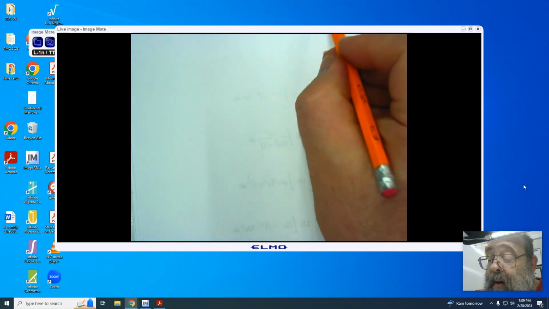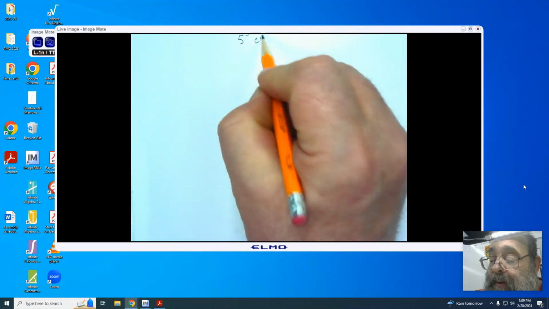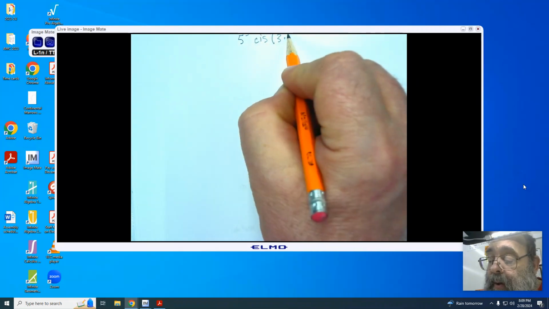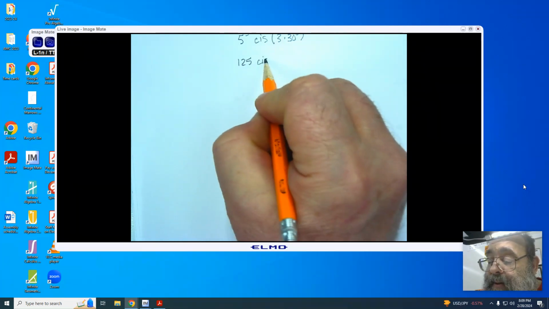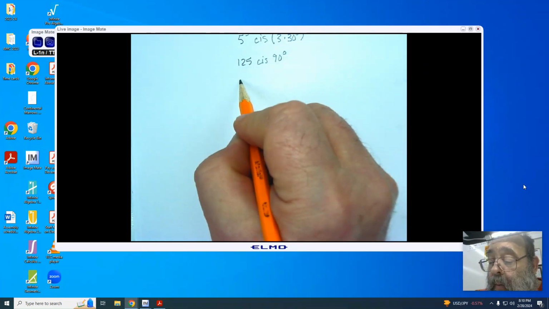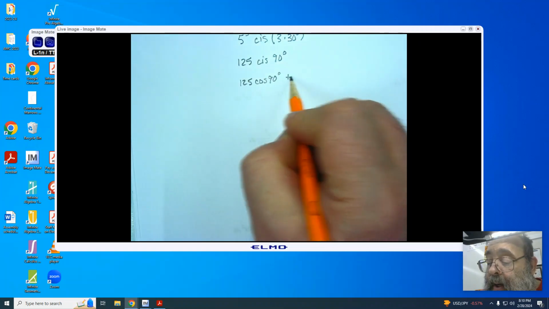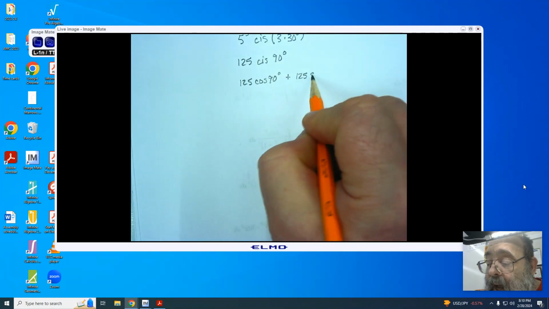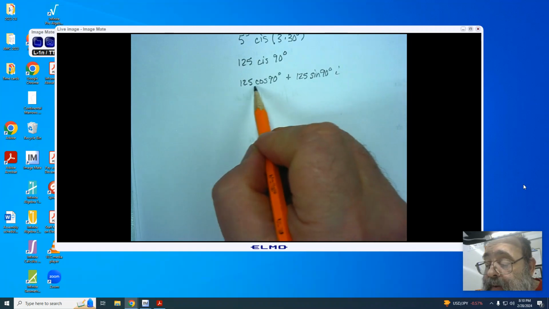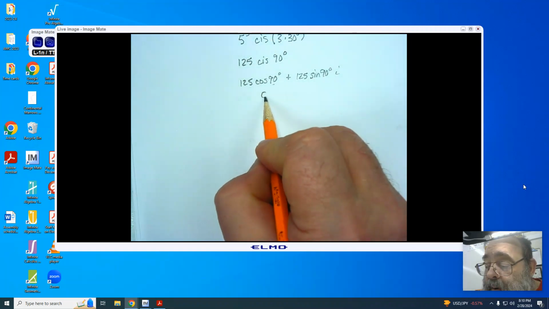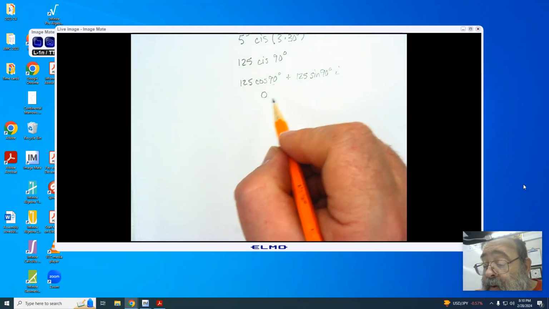Now, in order to do this, I'm just going to go ahead and multiply. So I have 5 to the 3rd power cis 3 times 30 degrees. This gives me 125 cis 90 degrees, or 125 cosine of 90 degrees plus 125 sine of 90 degrees i. Now we know that the cosine of 90 degrees is 0, so 125 times the cosine of 90 is 0.